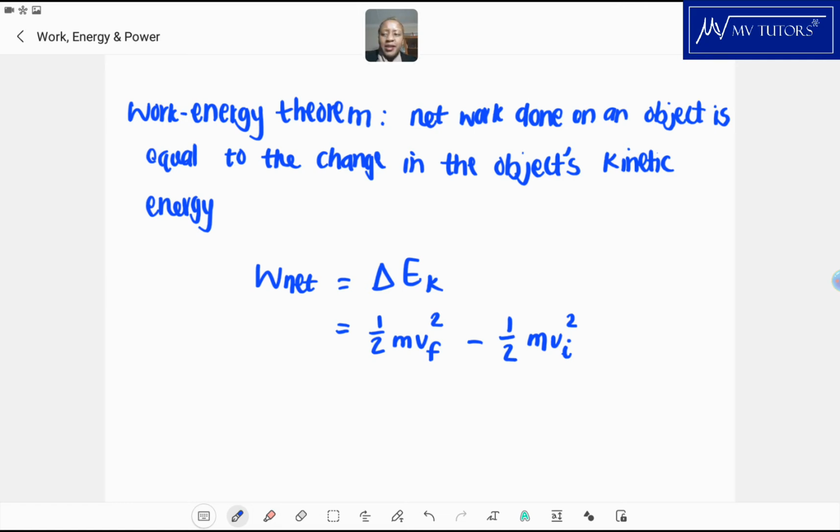If you want to simplify it further, the half and the m, which is the mass of the object, don't change. But what changes is the velocity. So you have your final velocity squared minus your initial velocity squared. And now we're going to go over the concepts of energy, and we're going to end it off with power.